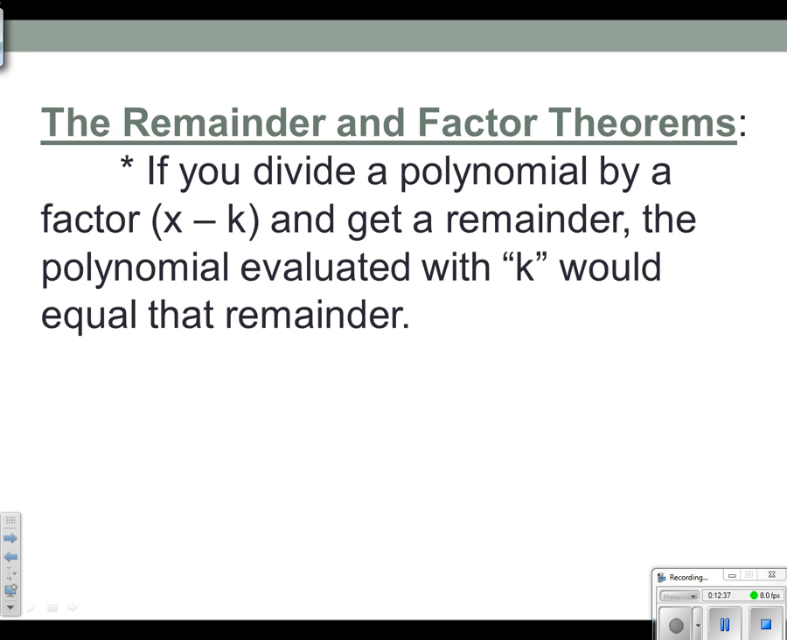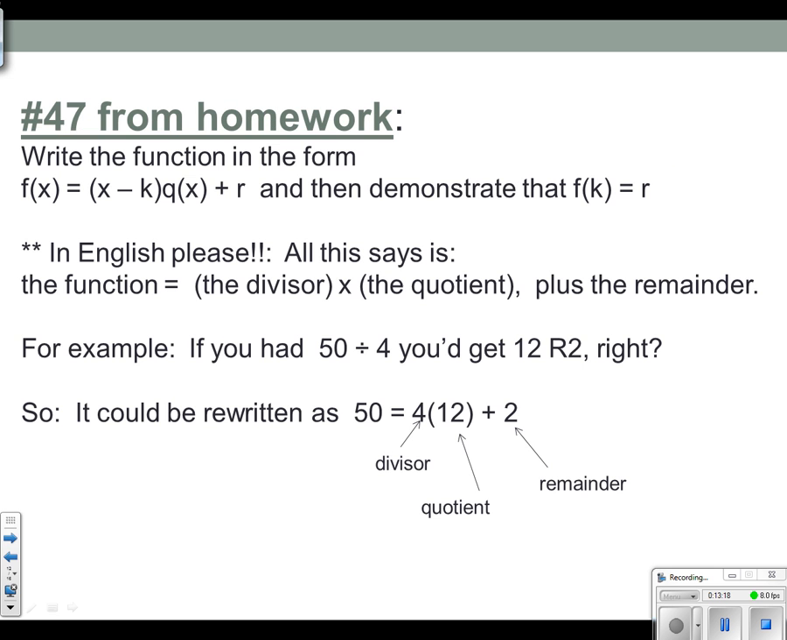All right, so this is kind of summed up with the remainder and factor theorems. If you divide a polynomial by a factor and get a remainder, the connection is that if you were to stick k into the function, you would actually get that number as the value of the function. It's a nice little connection: if you have your factor and you divide it out, you get a remainder. That remainder is the value of the function at f of whatever that number is. Okay, that'll make more sense when we do one.